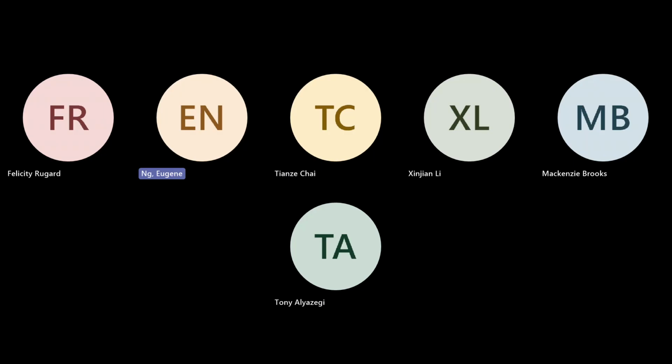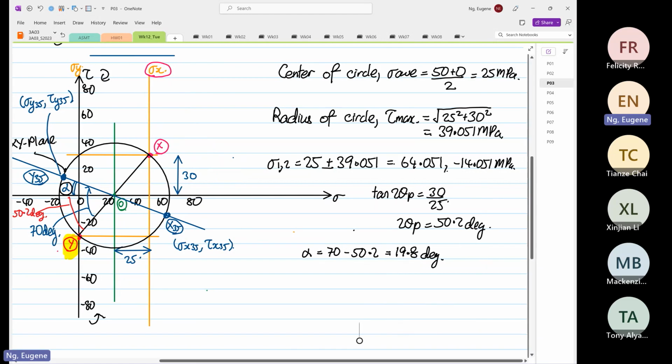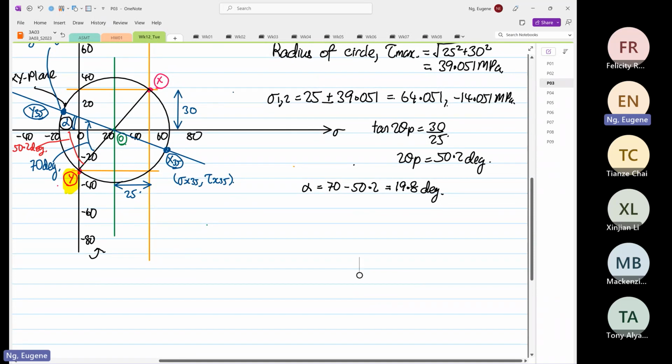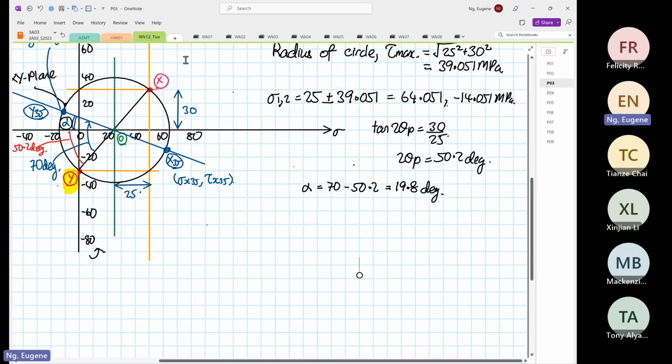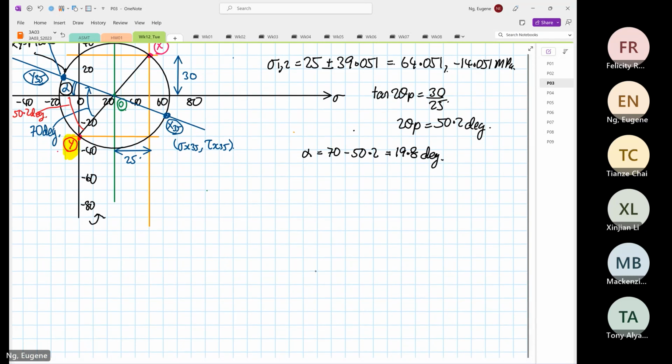So we found our angle alpha, which is this angle over here. Now we want to find our stress Y35 and shear Y35. Let me expand the view a bit. It's a bit messy over there. Okay, so we have our point over here, which is our point O.